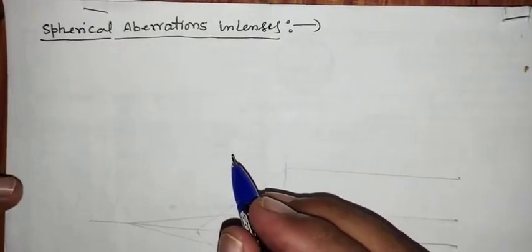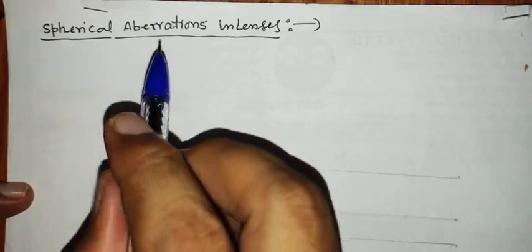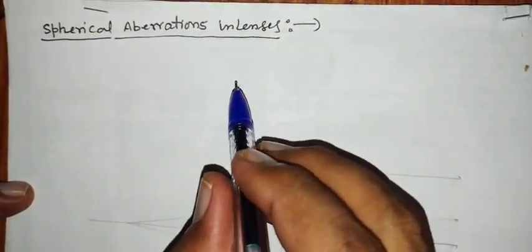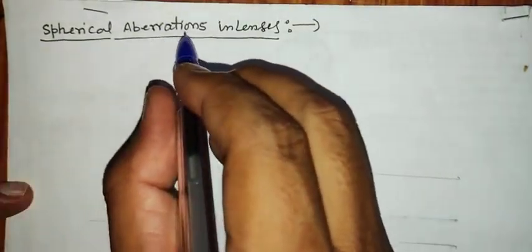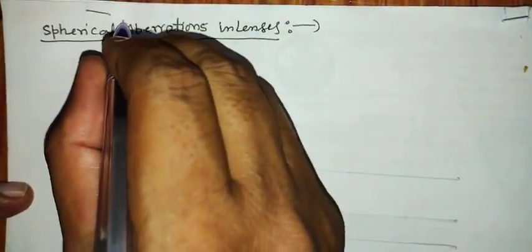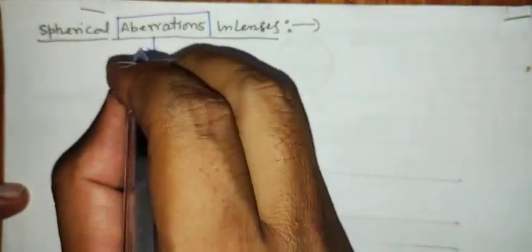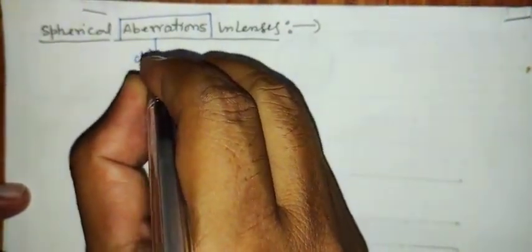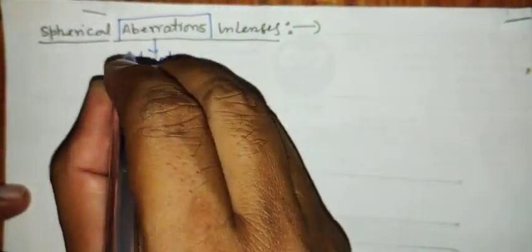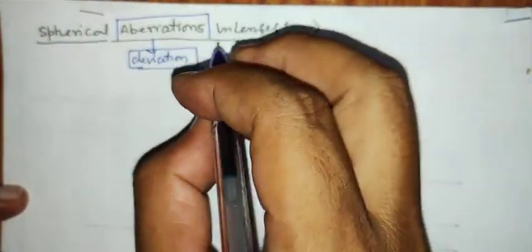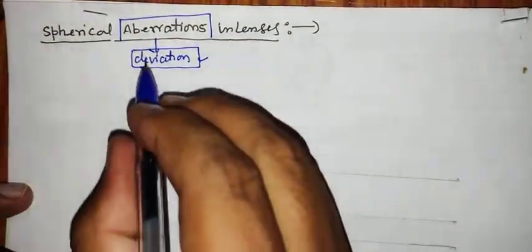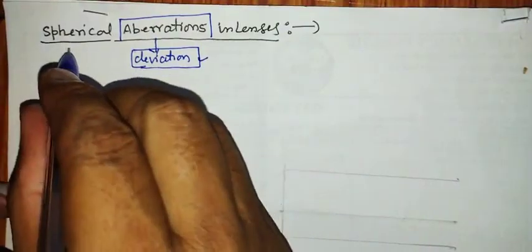Hello everyone. We are going to see an important topic in ray optics, that is spherical aberrations in lenses. First of all, see the meaning of the word aberrations. Aberrations normally refer to a deviation which is not clear, and is known as aberrations.